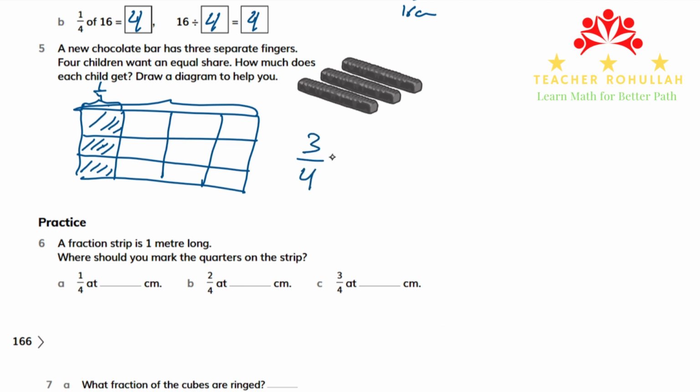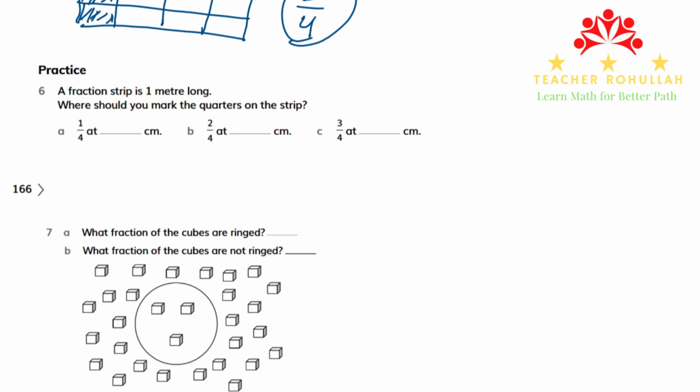3/4 of the finger. Draw a diagram. I have drawn the diagram. So from the whole finger that we have here, one child gets one of the parts. And from the other one also one of the parts, and from the other one also one of the parts. So if we add them all together, a child gets 3/4 of the finger. So question 5 is also solved. Let's scroll down to move to question 6.